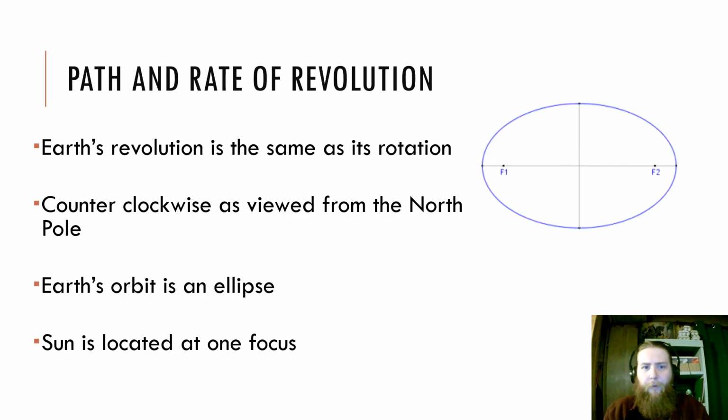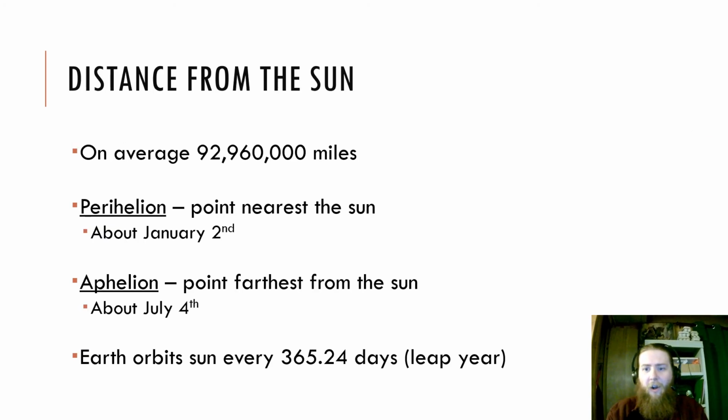So Earth, we revolve the same as we rotate. We go counterclockwise as viewed from the North Pole. And our orbit is an ellipse, this kind of like oval shape. The sun is located at one of these focuses, and we don't have anything at the other focus. In other galaxies, there are suns at both focuses. On average, we are 92,960,000 miles from the sun.